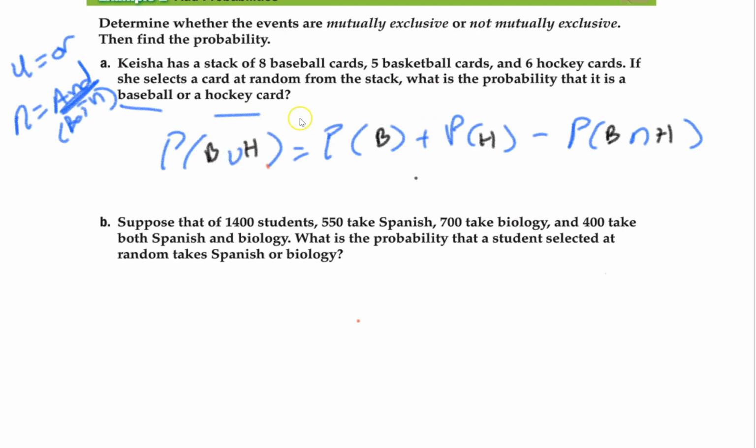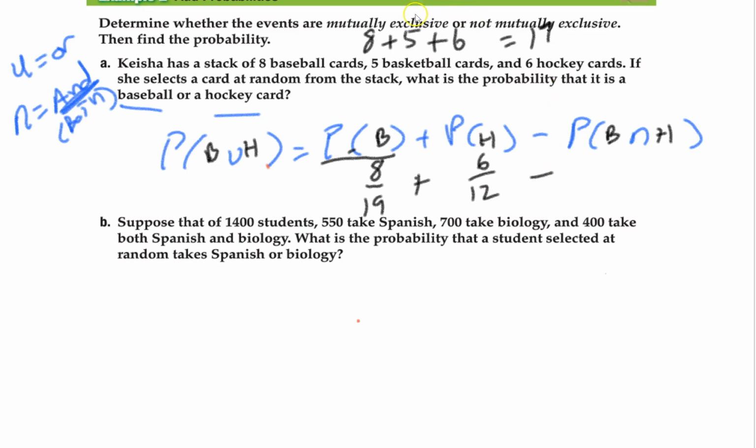So look, let's go back to the problem. If she selects a card at random, what's the probability that it is a baseball or hockey card? So baseball or hockey, we should have with either one. So that's what we're trying to find. So based on this formula, what's the probability of getting a baseball card? And remember the way we do that? It's want. How many baseball cards do I want? There's 8 of them. Over the total. So there's 8 baseball, there's 5 basketball, and there's 6 hockey. That's 11 plus 8. There's 19 cards total. So it's going to be 8 out of 19 chance of getting a baseball card. Odds of getting a hockey card? Well, there's only 6 hockey cards, so 6 out of 19.